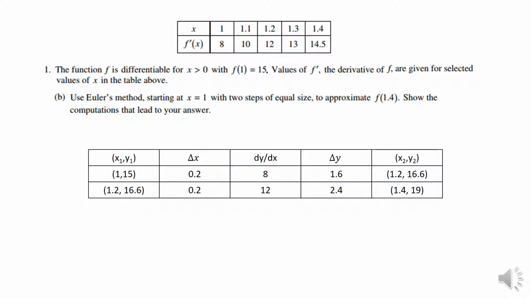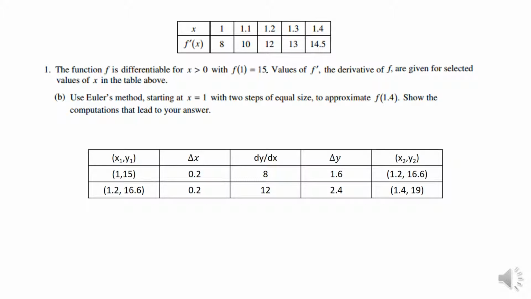So then to find our dy dx and our approximate slope at the initial condition, we're just going to be looking at the table in this case, which tells us that is 8. So then, once again, you just multiply the change in x times your approximate slope, which is change in y over change in x, to get your change in y, and that gives you 1.6. And then it's just a matter of adding that to your initial condition to get your new initial condition of 1.2 as your x value and a y value of 16.6.